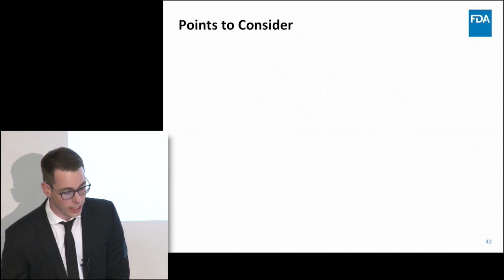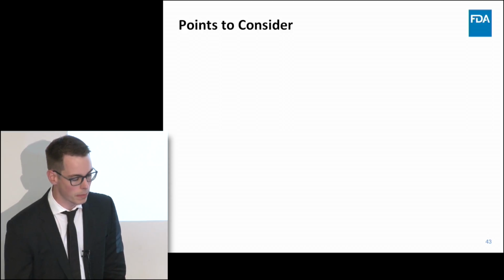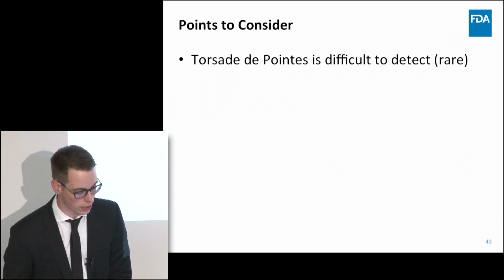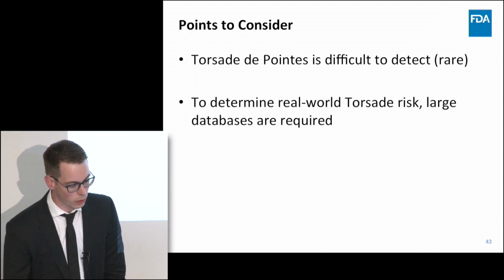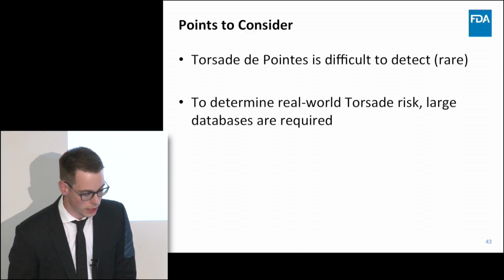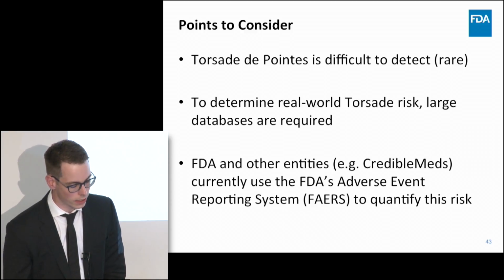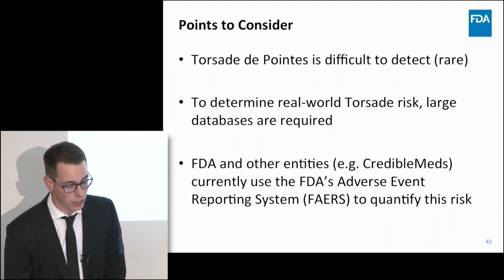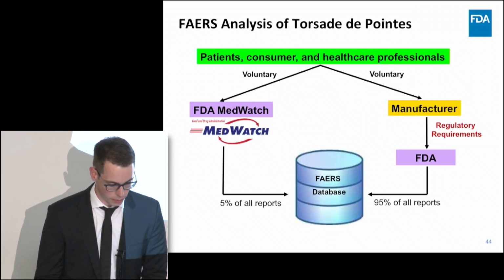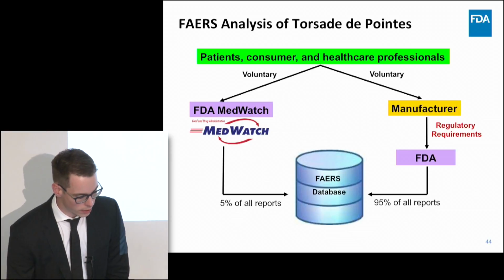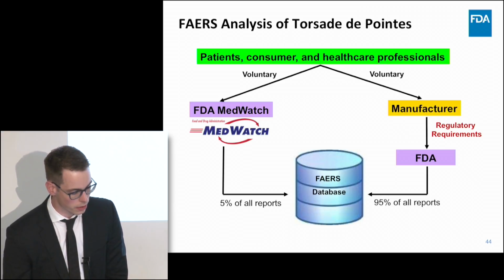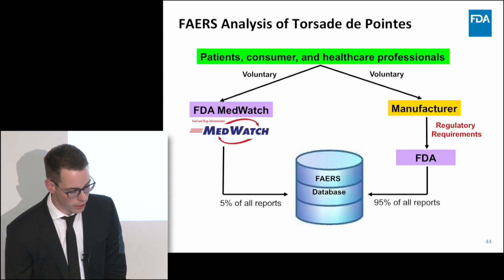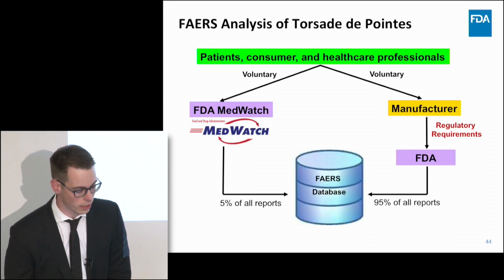So to potentially validate the CiPA paradigm in the post-market space, we need to consider that Torsades is a very rare event, and it's therefore difficult to detect. So to determine if there's a real-world Torsades risk for a certain drug, large databases are required. So FDA and other entities, such as the Credible Meds website, currently use the FAERS database to quantify this risk. So briefly, what is FAERS? FAERS is a database at FDA at which patients, consumers, and healthcare professionals, and other people can voluntarily report an adverse event that they think might be related to a certain drug.